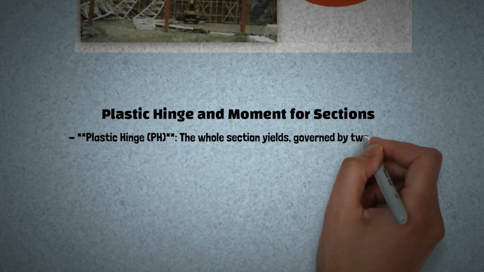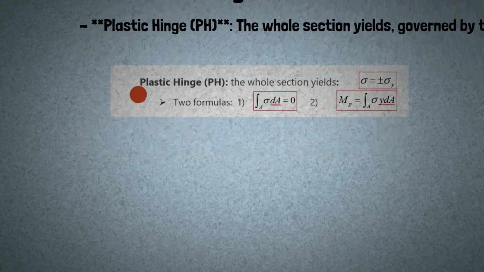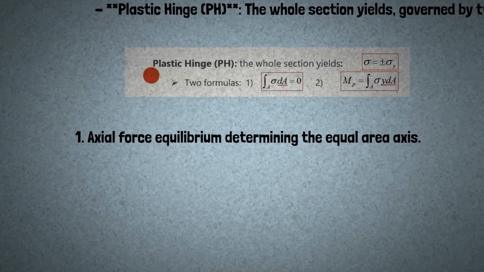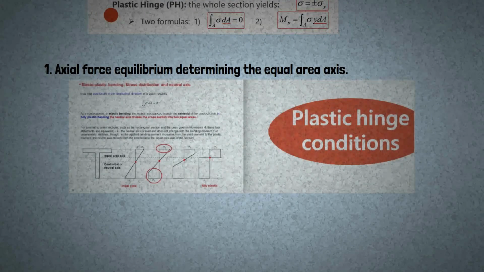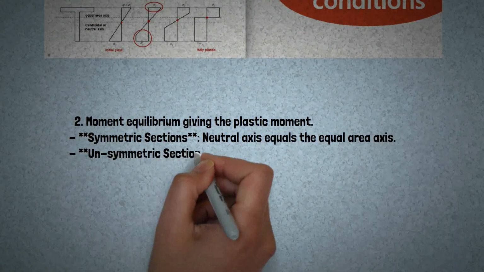Plastic hinge and moment for sections. Plastic hinge, PH: the whole section yields, governed by two formulas. 1. Axial force equilibrium, determining the equal area axis. 2. Moment equilibrium, giving the plastic moment.